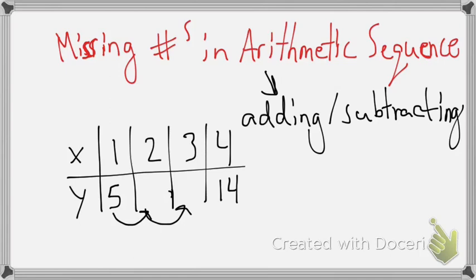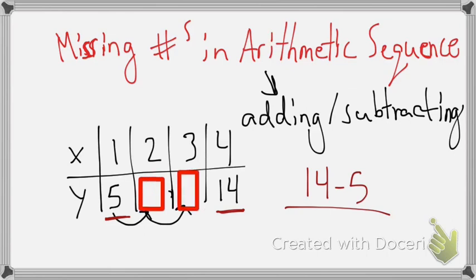Okay, so this is how you do it. It's pretty easy. You do the last number minus the first number, 14 minus 5. Then whatever you get, you're going to divide that by the amount of jumps it takes you to get from one number to the next, the beginning to the end. Now that number is always going to be however many blanks there are, but plus 1.